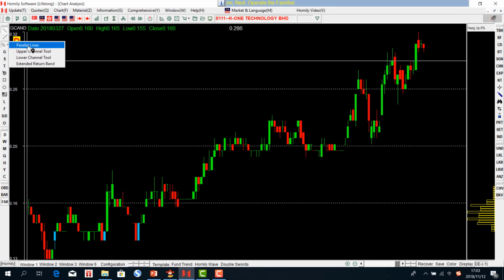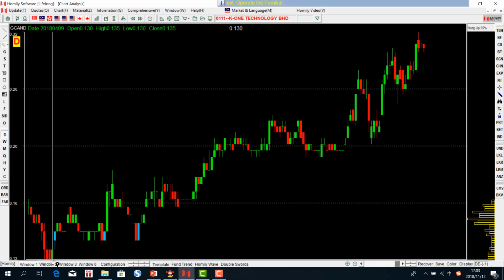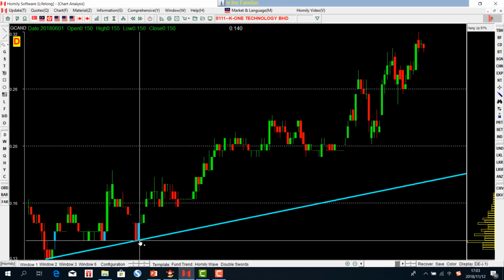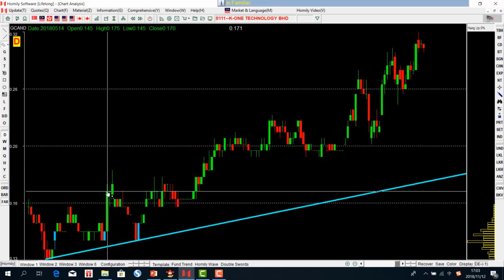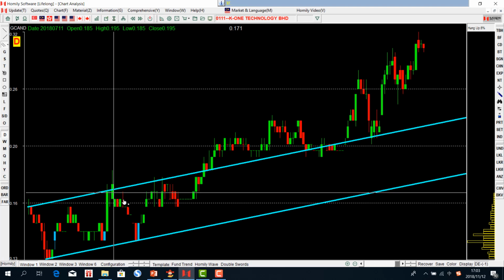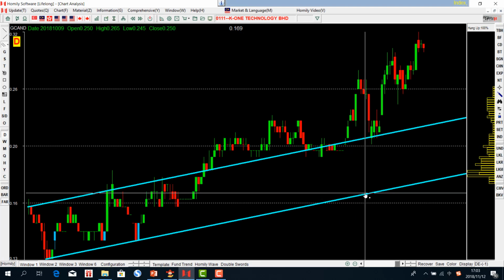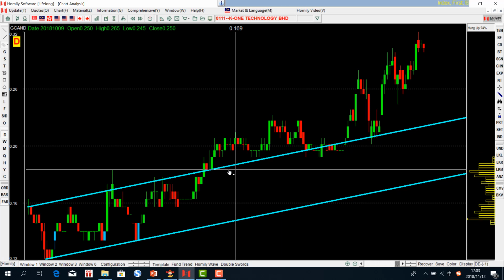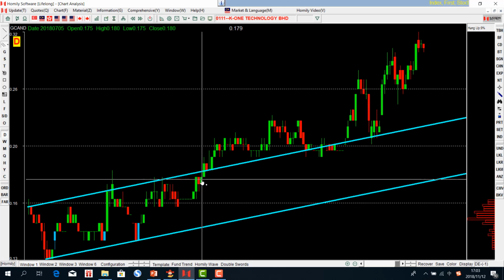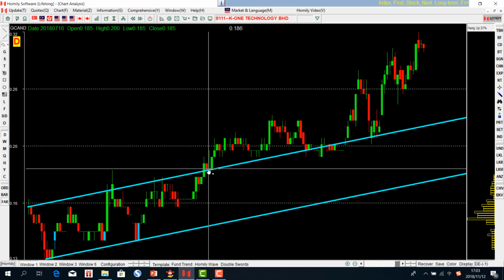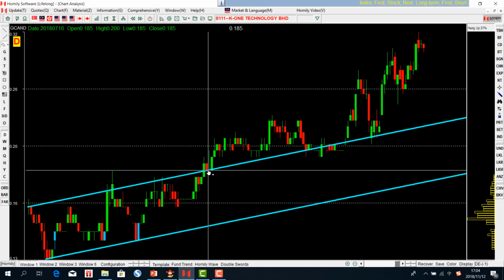Now we can use the parallel tool. We draw from the low point and connect to the next low point. Then I click at the opposite side, the high point, so that I can get this channel line. From here, the price already broke out of the channel line, so the channel line is not yet effective. So we can correct the channel line.